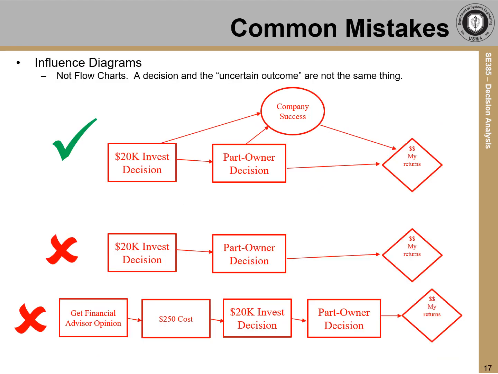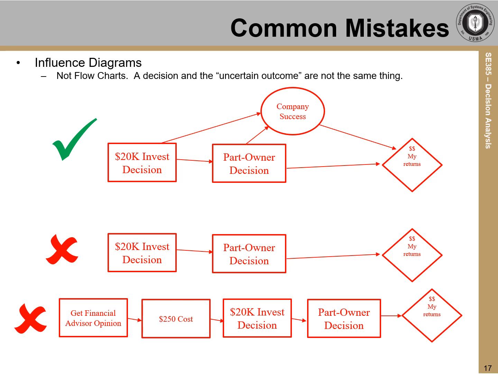So here are some common mistakes. With influence diagrams, make sure to remember they are not flow charts. They can easily be mistaken as flow charts because your decisions are typically sequential in there because you have your sequence arcs. However, the relevance arcs are not necessarily sequential.